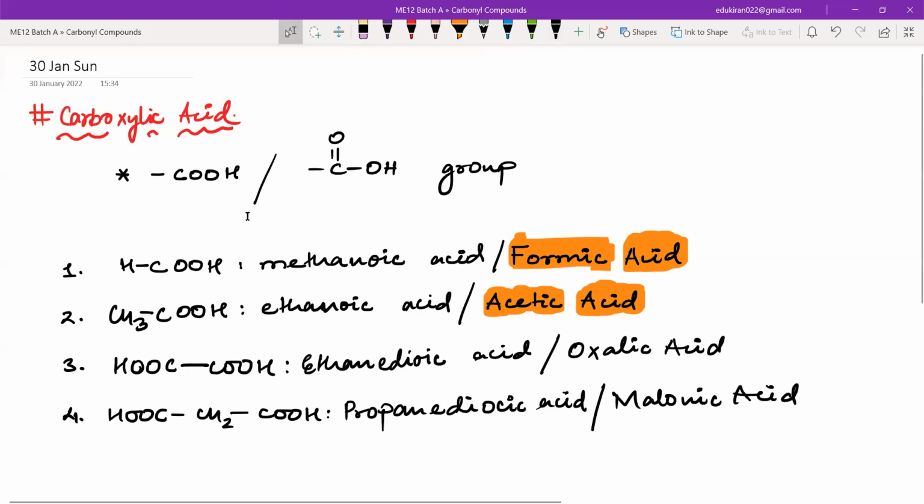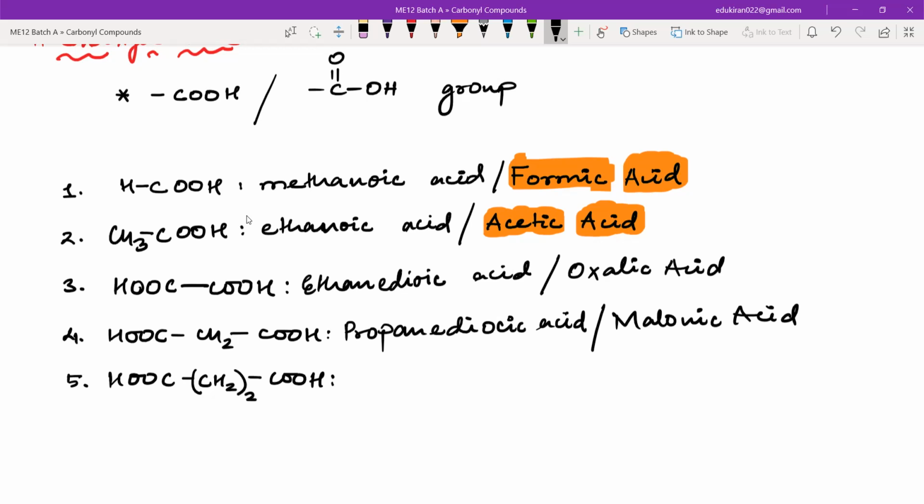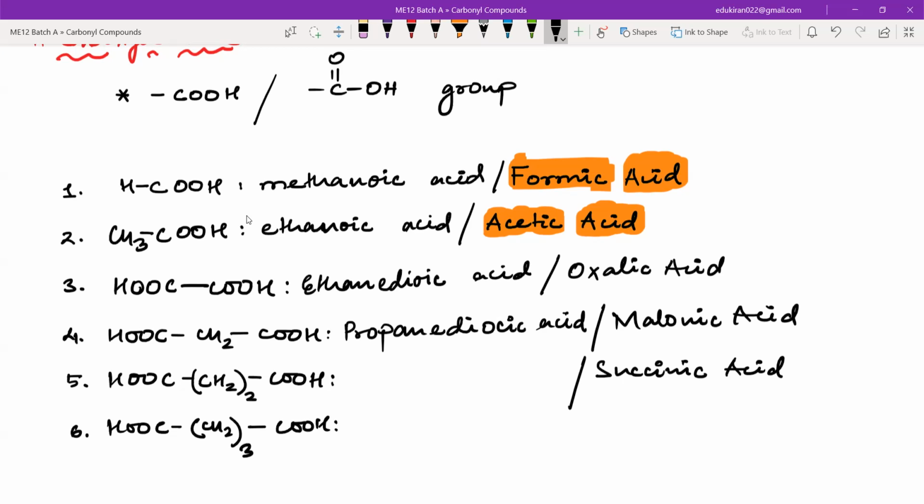Now you can start increasing the number of CH2 groups. If there are two CH2 carbons between the carboxylic acid groups, this propane will become butane. And I'm just writing the common name here. This will be butane dioic acid. And after malonic acid, you have succinic acid. Now CH2 thrice and COOH, that means between the carboxylic acid groups, we have three carbon atoms. And hence in total, we will be having five carbon atoms. So this will be pentane dioic acid and the common name is glutaric acid.